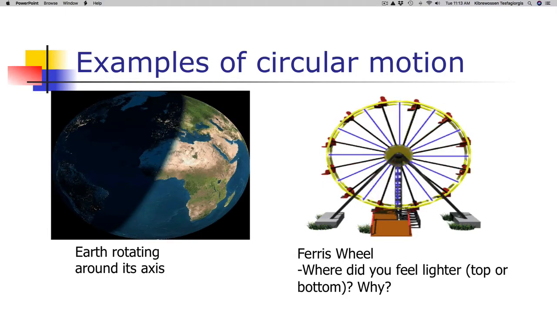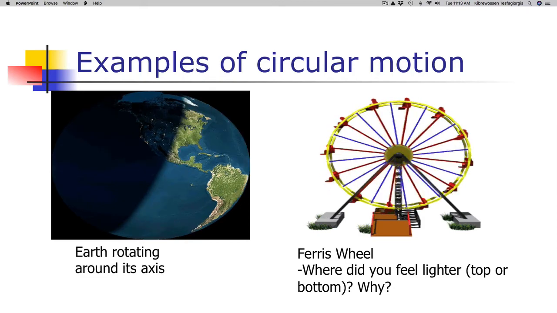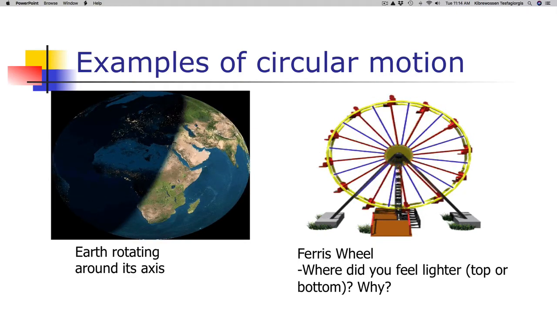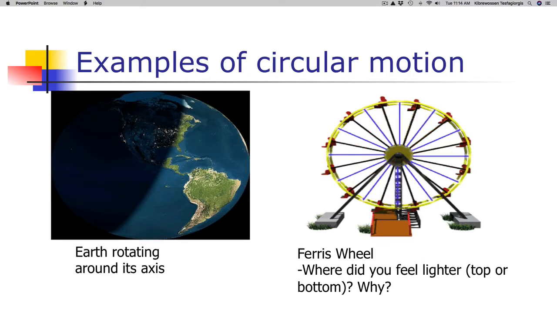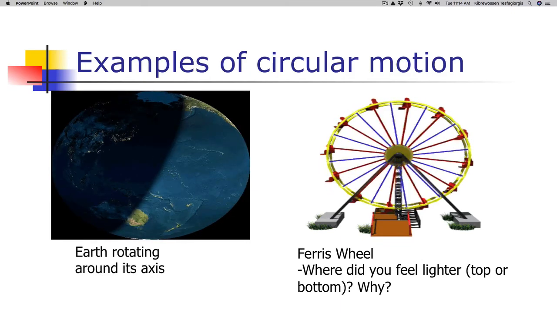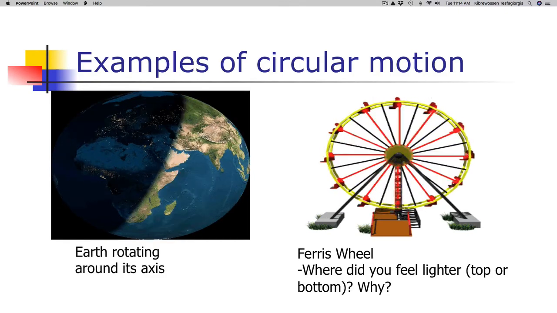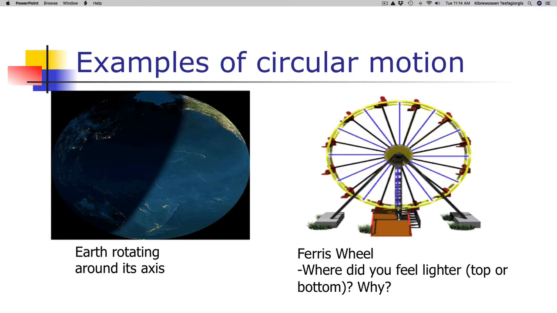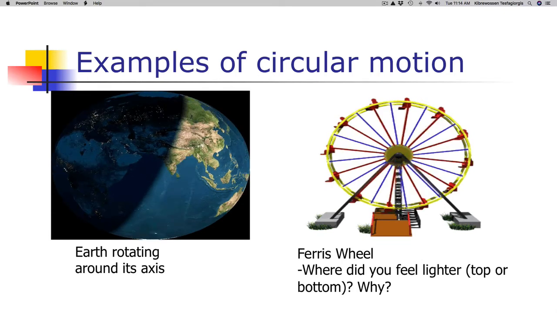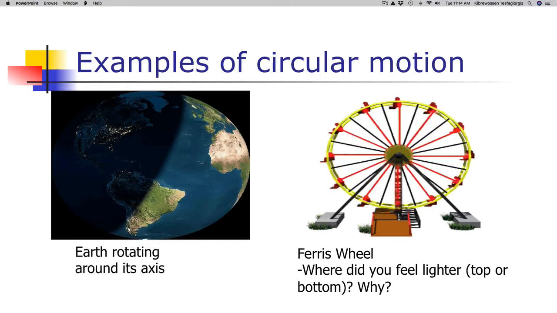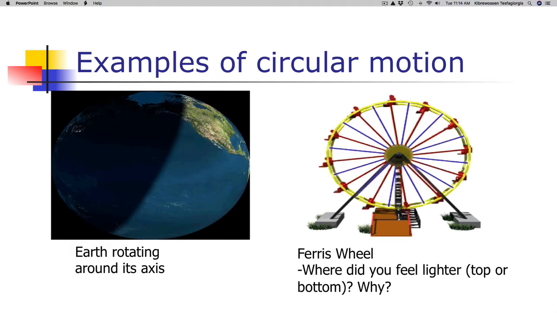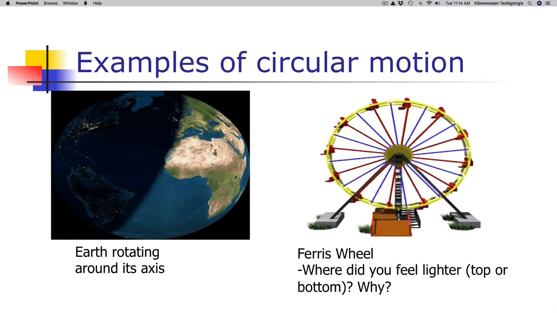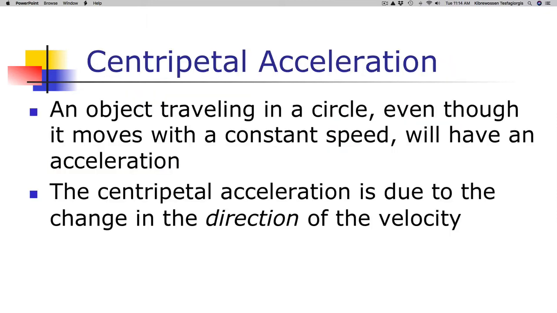Sometimes when you are on a Ferris wheel, you may experience a feeling of being lighter when you are at the top, and a feeling of being heavier than yourself when you are at the bottom. We'll try to explain this from a physics standpoint. The same goes with a roller coaster. When a roller coaster passes the peak, what you feel is that you are lighter at that point. But when it goes into the valley or the trough of the path, then you may feel heavier than yourself. Why? That can be explained in physics.